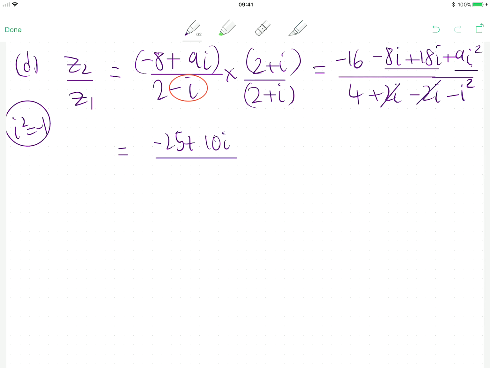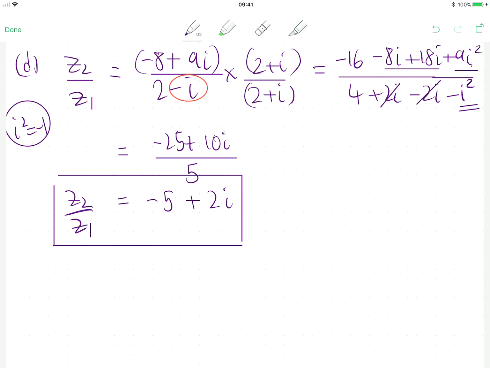The bottom, those i's cancel. i squared is minus 1 here. So minus minus 1 is plus 1. Add on the 4 gives 5. And we want to write this as a plus bi. So write them as two fractions. And actually the numbers turn out quite nice. We end up with minus 5 plus 2i.